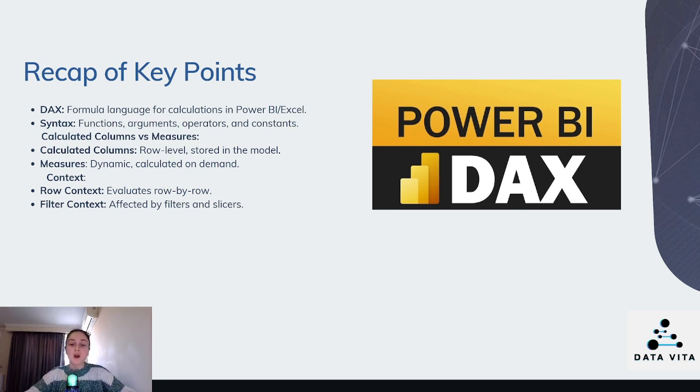Speaking of context, we have discussed the two main types: row context, which evaluates data row by row, and filter context, which is influenced by filters or slicers applied to the report. Both play a crucial role in ensuring all our calculations are accurate and relevant to the data being reviewed. We'll also explore the difference between these two contexts on the whiteboard.